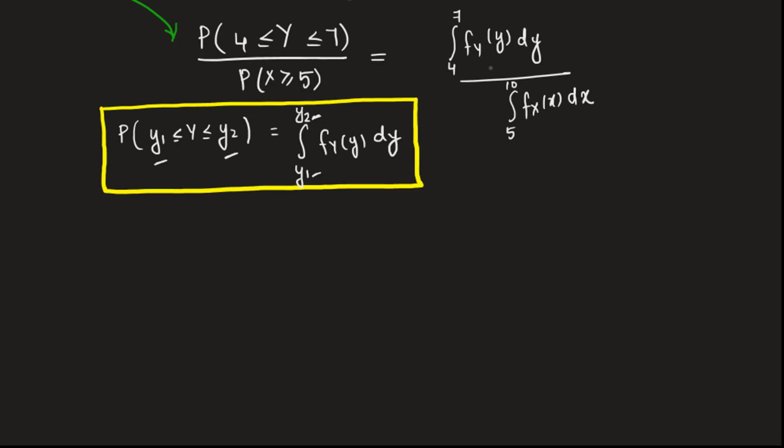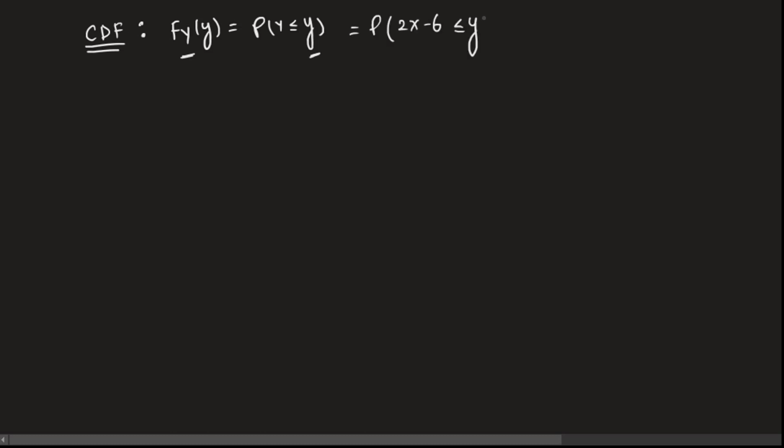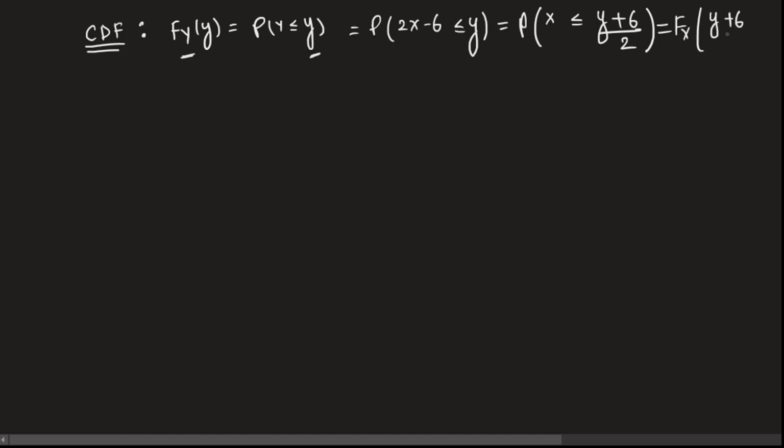In order to find the solution to this question, we need to determine the PDF of y. The cumulative distribution function, CDF, of random variable y is the probability that it takes a value less than or equal to a real number small y. We can substitute y equals 2x minus 6 in this expression, which becomes the probability that random variable x takes on a value less than or equal to (y plus 6) by 2, which is equal to the CDF of x evaluated at (y plus 6) by 2.